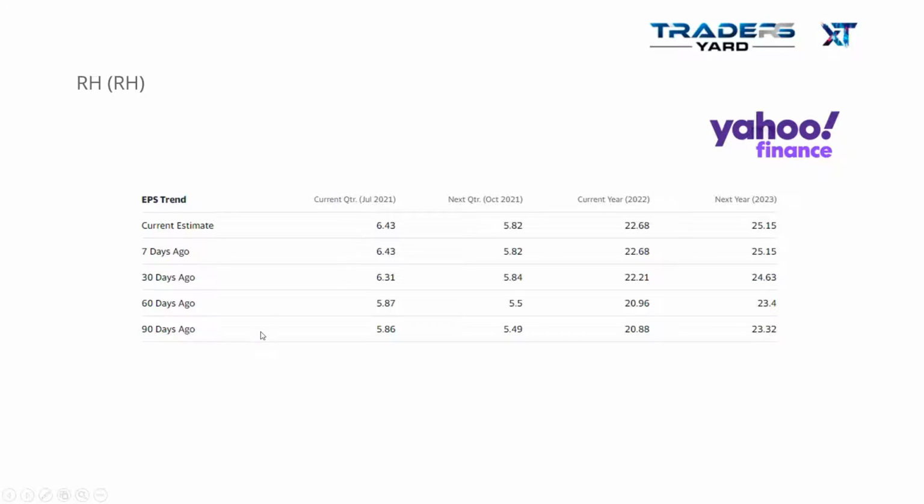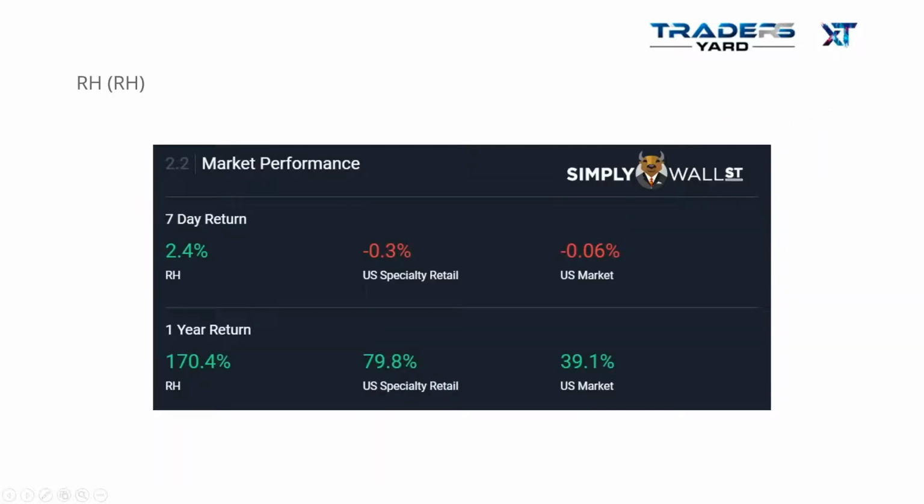Here I have the estimate changes. 90 days ago, the estimates for the current quarter were around $5.80 a share, and it's moving up and up and up. At the moment, we're at $6.43. And it's also always good if analysts revise their estimates to the upside, and they don't only do it for the quarter, they also do it for the whole year of 2022 as well. So next year, analysts are expecting a great revenue and great earnings as well. So this is what I like fundamentally.